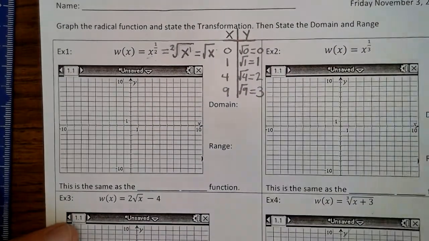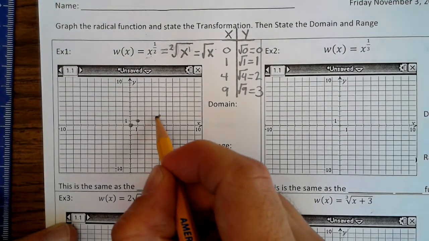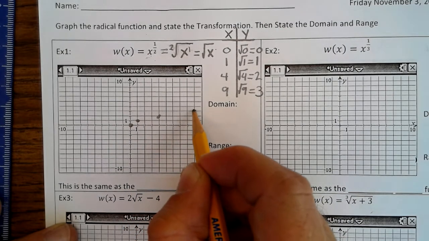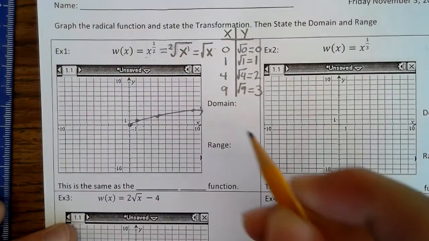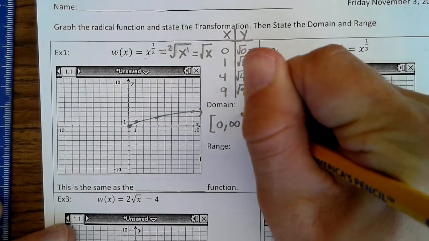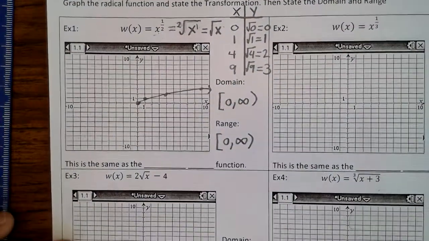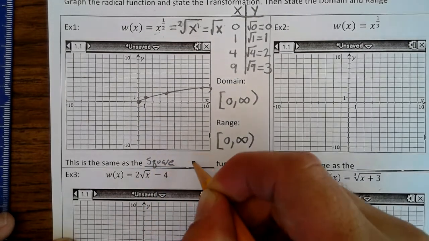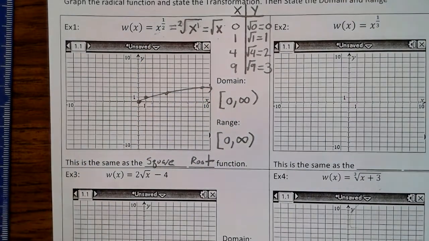All right, so now let's go ahead and graph. So (0, 0), (1, 1), (4, 2), (9, 3). Now the domain is bracket 0 to infinity, and the range is bracket 0 to infinity. Now, this is the same as the square root. I just wanted you to know that x to the 1/2 is the same as the square root of x.